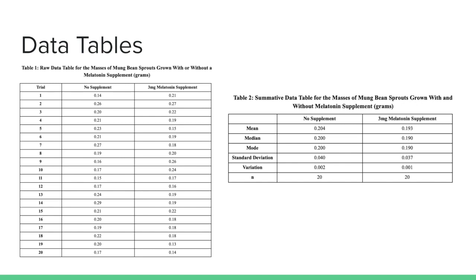Table 1 shows the raw data for the masses of the mung bean sprouts grown with or without a melatonin supplement. All measurements are in grams. The leftmost column shows the trial, and the other two show the no supplement group and the 3 mg supplement group. Table 2 is a summative data table for all the raw data in Table 1. Measurements also in grams. It includes measurements of mean, median, mode, standard deviation, and variation, with n representing the number of trials.